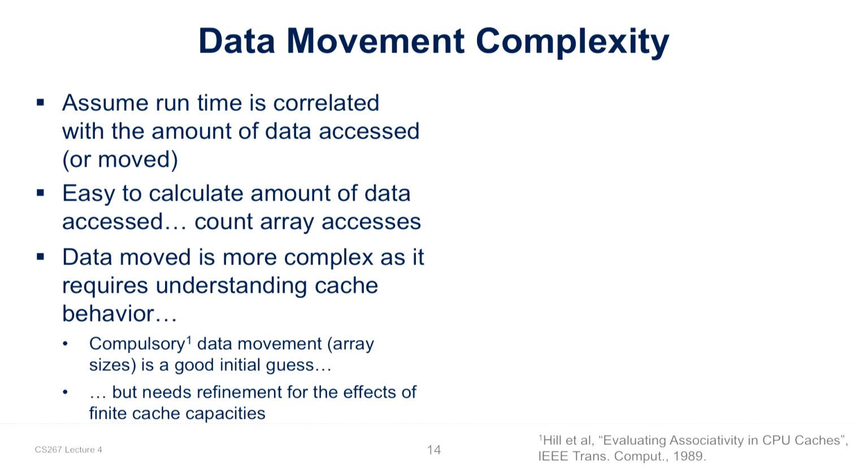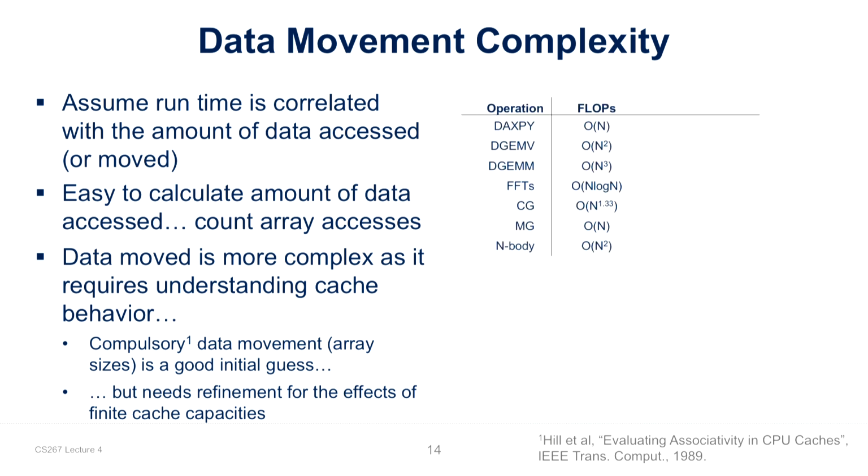But in practice, in any of these algorithms, if the matrices are bigger than your cache, you're going to have to do more memory traffic than that. But this tells us for each of these different kernels what the data movement complexity is. So whereas the computational complexity, for example, for matrix multiply DGEMM is n cubed, the data movement complexity is only n squared.